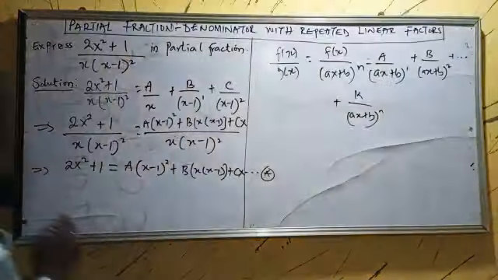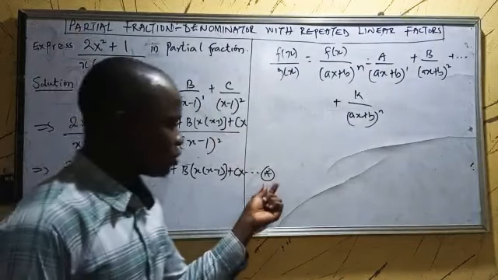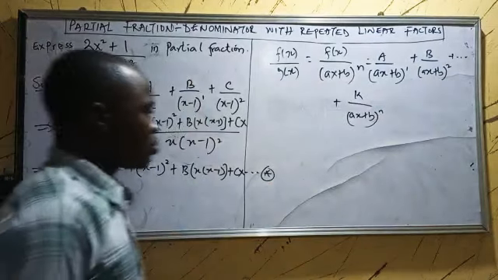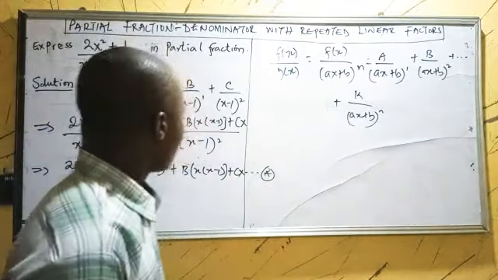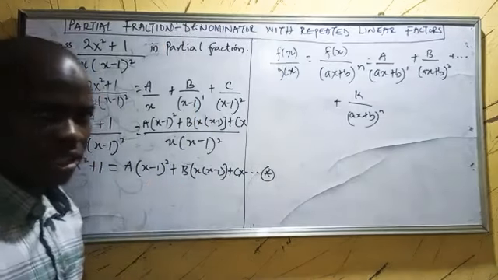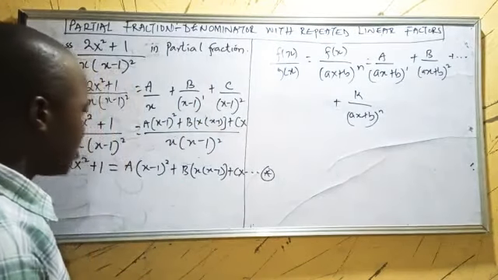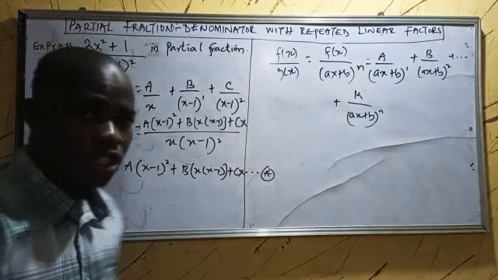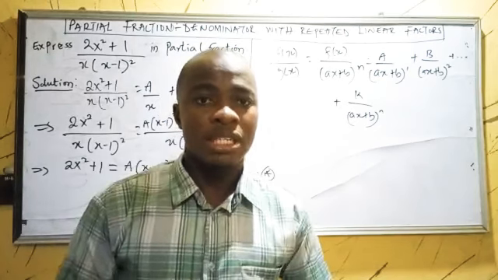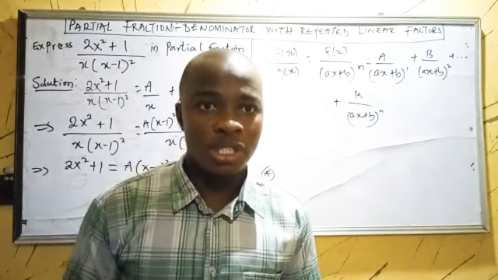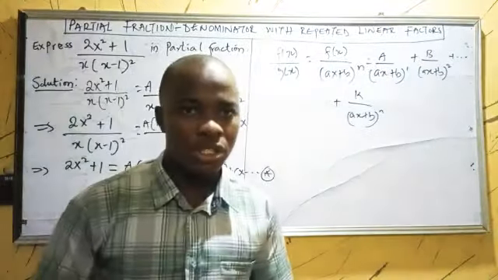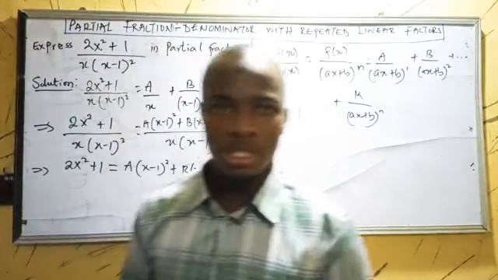So the next thing to do, we label this equation star. Now from this equation, what do we do? We will now be testing. We want to use the cover up rule here. We can use the cover up rule, or we can use the comparison method by equating the coefficients of the variable that we have there. But here the cover up rule is the shortest way of solving this kind of problem.